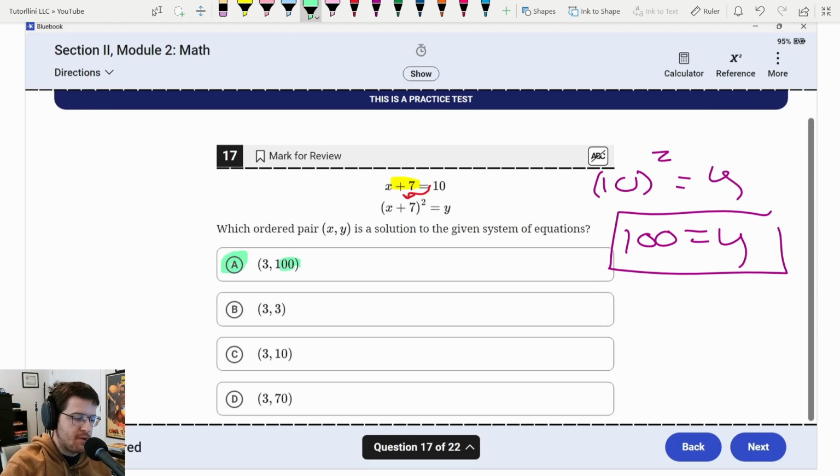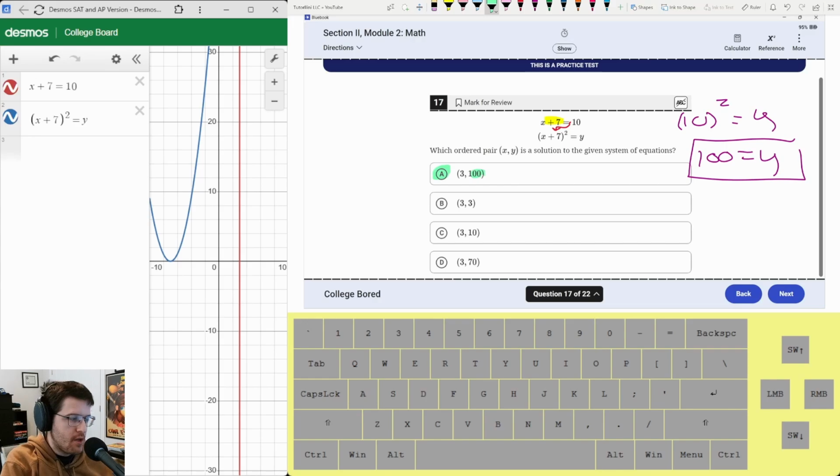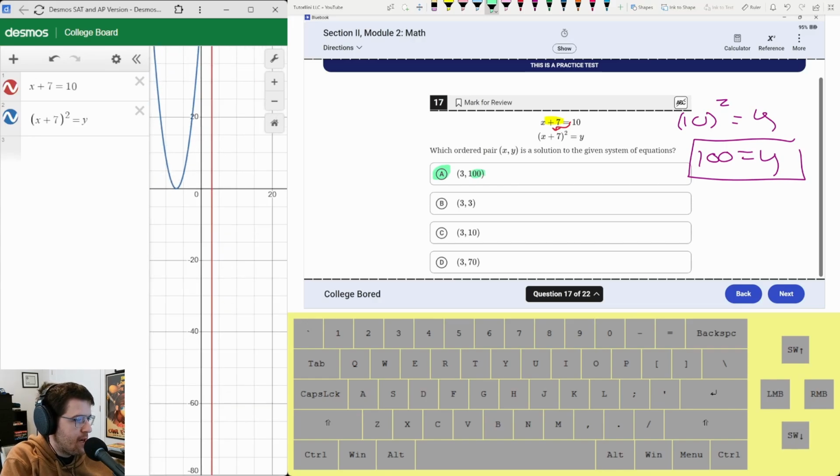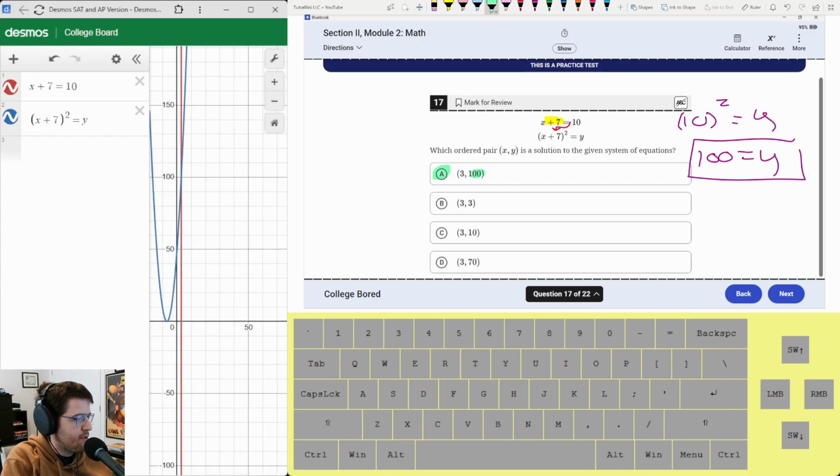We can also do this on Desmos. Let's go do that. Okay, I typed in the two equations. Let's zoom out and see where they meet. And I also get 3, 100.